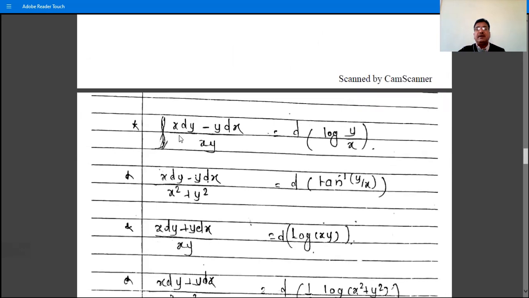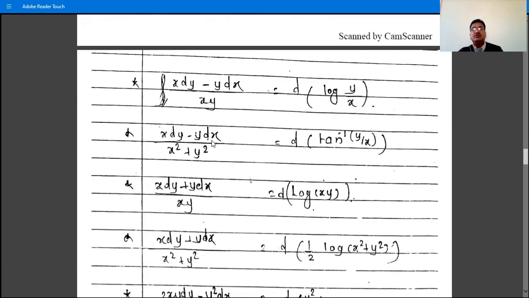That is, out of x, y, z, one variable is separated. Suppose this is the formula in x and y. If you have to write this formula in x and z, then what is the formula? (x dz minus z dx) divided by x into z is the derivative of log z by x. If you replace x by z, then z dy minus y dz divided by z into y is the derivative of y by z.